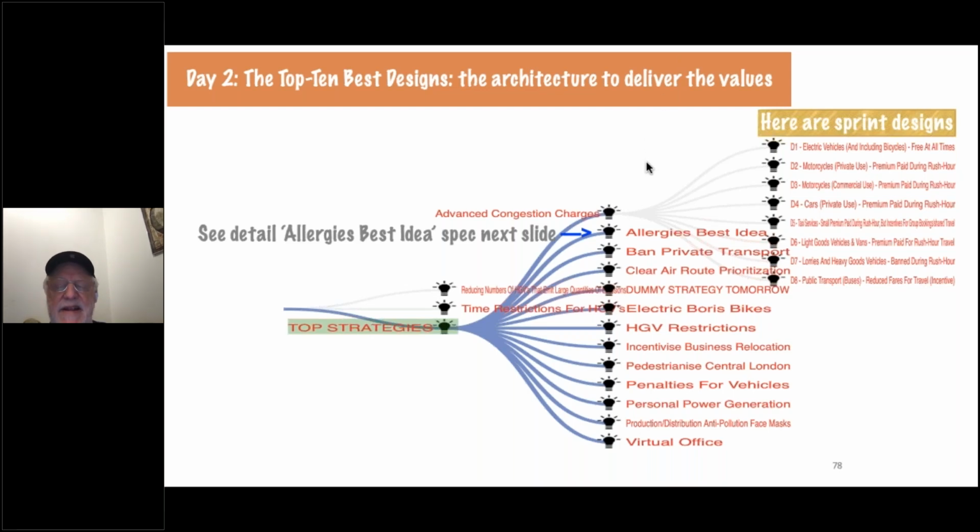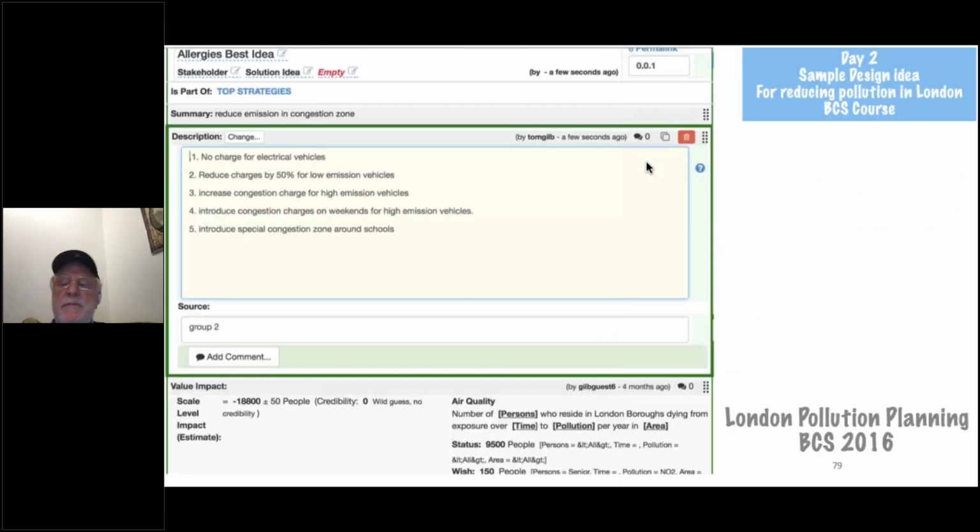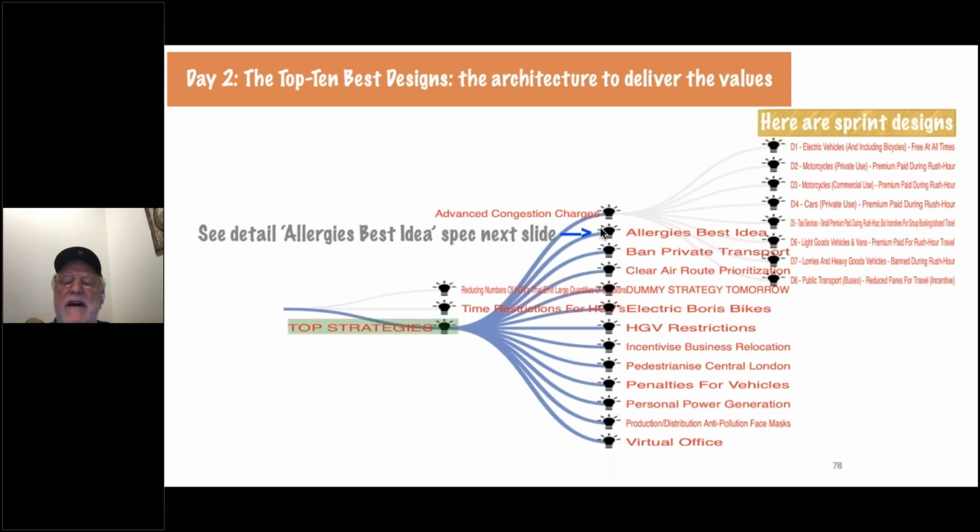Okay. Again, I'm teaching this method of planning to British Computer Society students, some of whom might be listening in. Okay. Here's a detail from the London pollution planning. That was 2016. And here's one of the ideas called allergies best idea. That's this baby here.